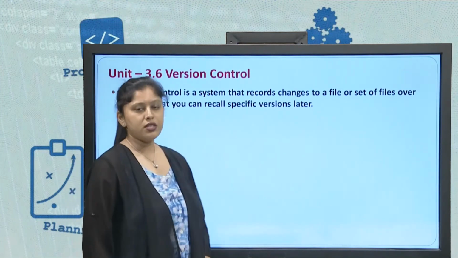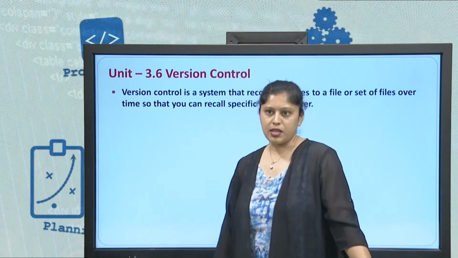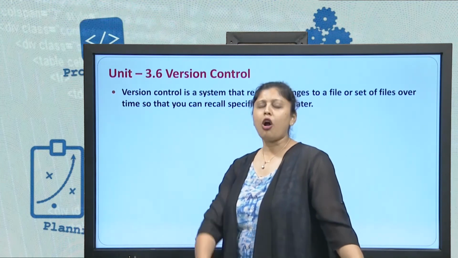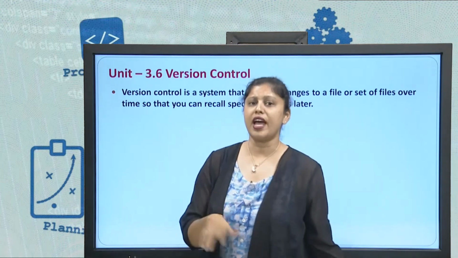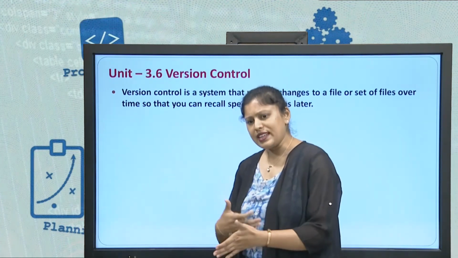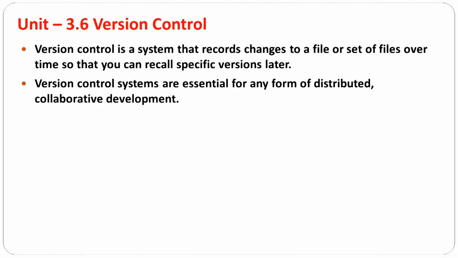Now 3.6 is version control. All of us are using WhatsApp, right? WhatsApp has different versions coming up, upgradations are there. We generally use Android phones, and Android has different versions coming up. So what is a version? A version is an advancement in a particular software. Version control is a system that records changes to a file or set of files over time so that you can recall specific versions later.